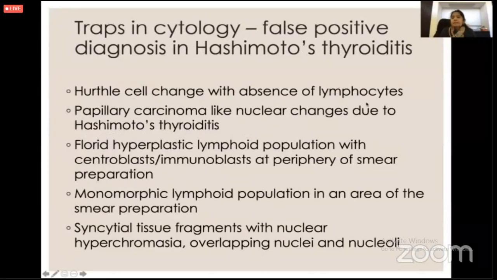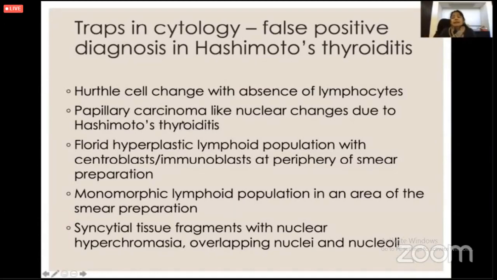Hurthle cells, in the absence of lymphocytes, that could be, but for me, if it is a Hashimoto's, those Hurthle cell changes are very minimal, less than 10%. And of course, as I say, a Hurthle cell lesion shouldn't be missed. So I tend to say that it's Hurthle cell predominant or Hashimoto's with some Hurthle cell change, and that gives the clinician the message that it doesn't look like a neoplasm, but I have looked into it and considered it, and so a close follow-up is needed.